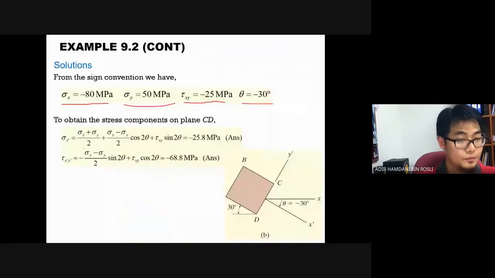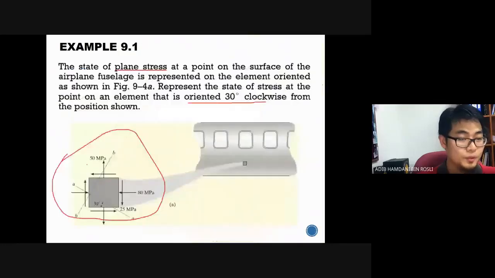Then you put the values sigma x, sigma y, tau xy, theta minus 30. If you put it here, then it will be different, it will be wrong. And then you will end up with your sigma x prime equals minus 25.8 megapascal. Simple, isn't it?